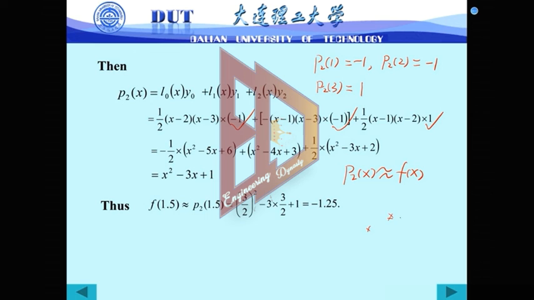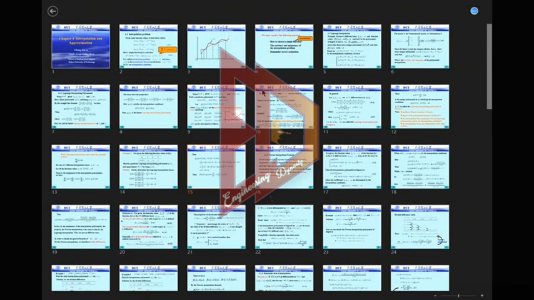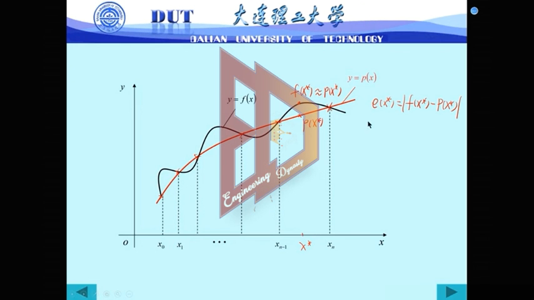Interpolation means we are given the discrete points. Here I show you the figure again. What is interpolation? Interpolation approximation means we are given several discrete points, and we find a simple function P(x), for example a polynomial, that interpolates these points. Then we can use this simple function to approximate the complex or unknown function. So this is interpolation approximation.